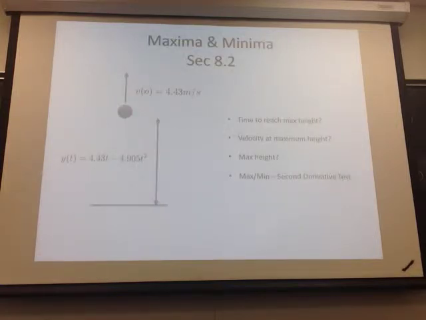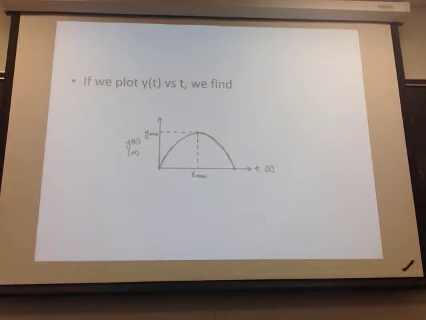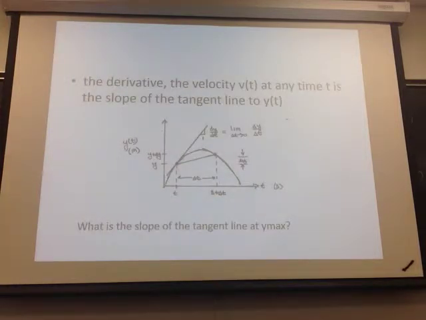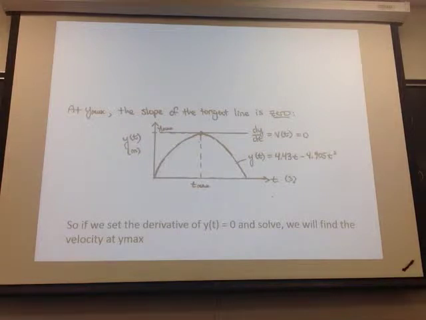What was our question? We have the time to reach maximum height. Just solved that. The velocity at maximum height we've already solved. That's 0. We just found the maximum height by plugging that 0.452 seconds into this equation. So the next thing to look at is whether or not this solution is in fact a maximum or a minimum. Because mathematically, it could be a minimum. Because a minimum will also have a 0 value for the velocity.